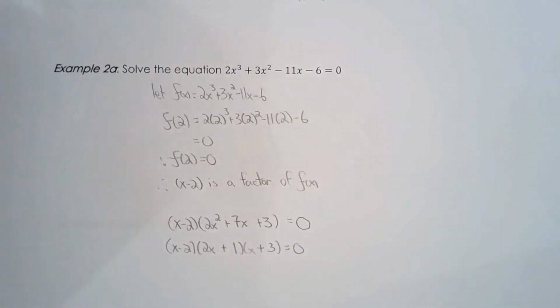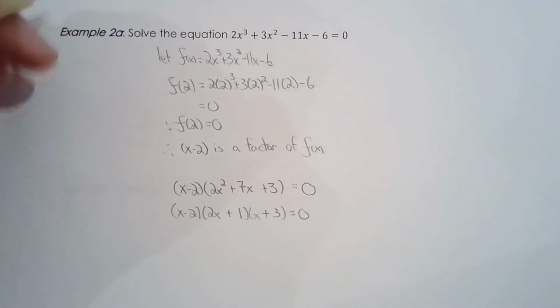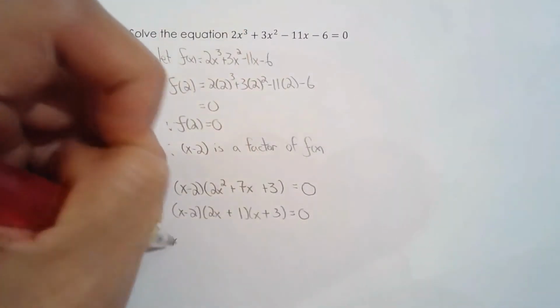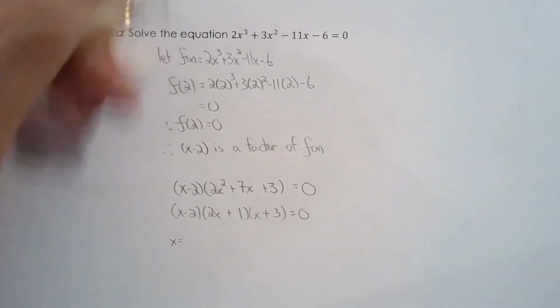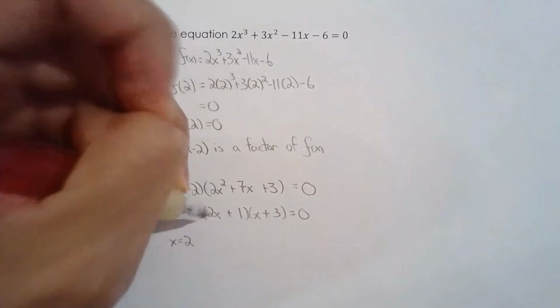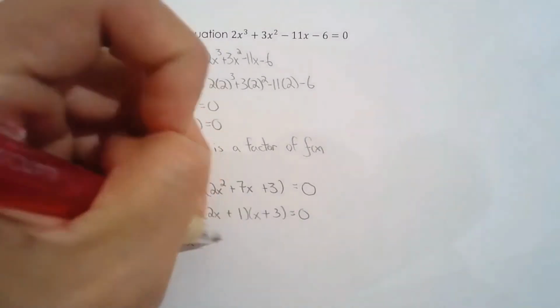Beautiful. Now it's fully factored. I found my 3 linear factors. I am ready to tell you the solutions. 2 is a root because that's from my factor of x minus 2.